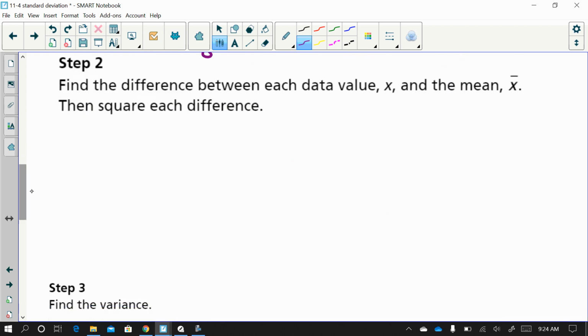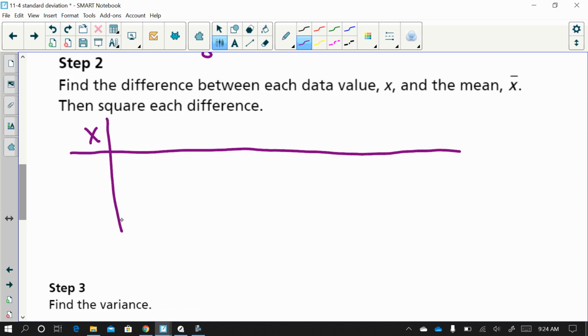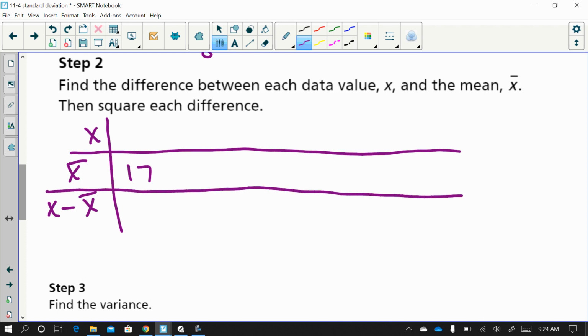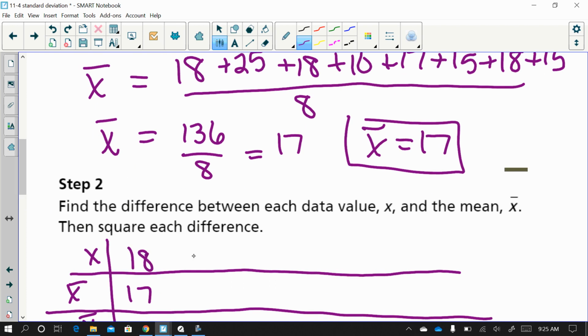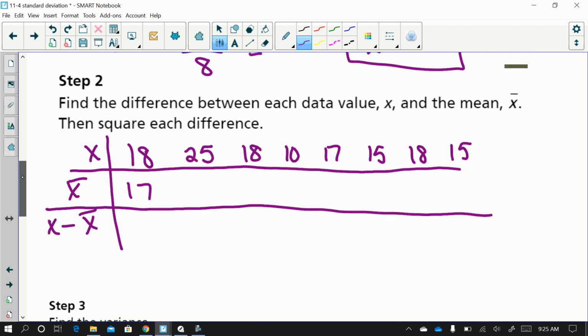Sometimes it helps to make a chart. So you can do X plus your values, X bar, which we know is 17 all the way across, and we're going to do X minus X bar. We've got a couple different things to do right now. So let me list the data: 18, 25, 18, 10, 17, 15, 18, 15.